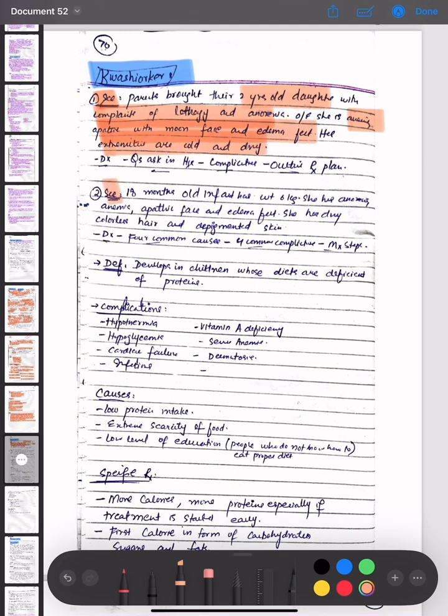Another scenario is an 18-month-old infant who weighs 6 kg. She has anorexia, anemia, apathetic face and edema feet. She has dry, colorless hair and depigmented skin. Now these points are referring towards Kwashiorkor.